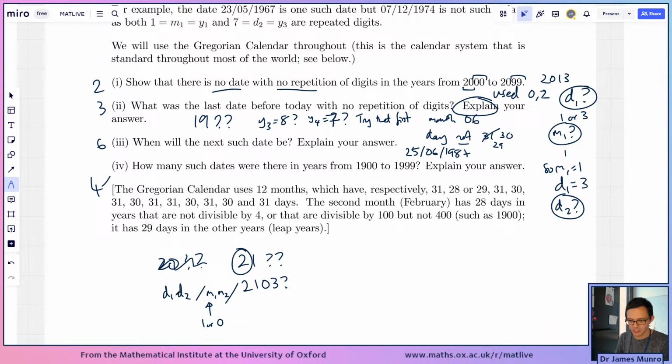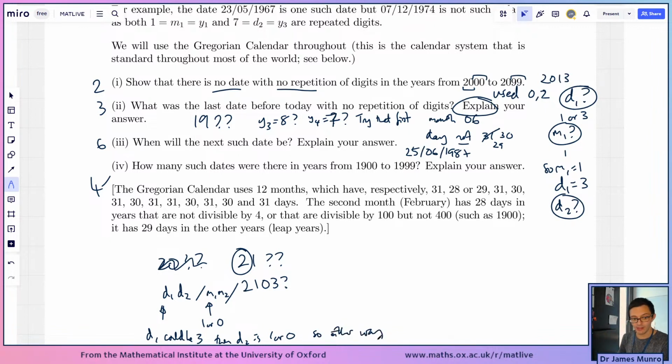Yeah, so I think I want to talk about D1 next. So D1 could be 3. If it's not 3, then it's not 2, so it's 1 or 0. And then I'm a bit stuck. No, I'm not stuck. Yeah, if D1 is 3, then D2 is 1 or 0. So either way, the day involves a 1 or a 0, and the month involves a 1 or a 0 as well. So I can't use 1 or 0.